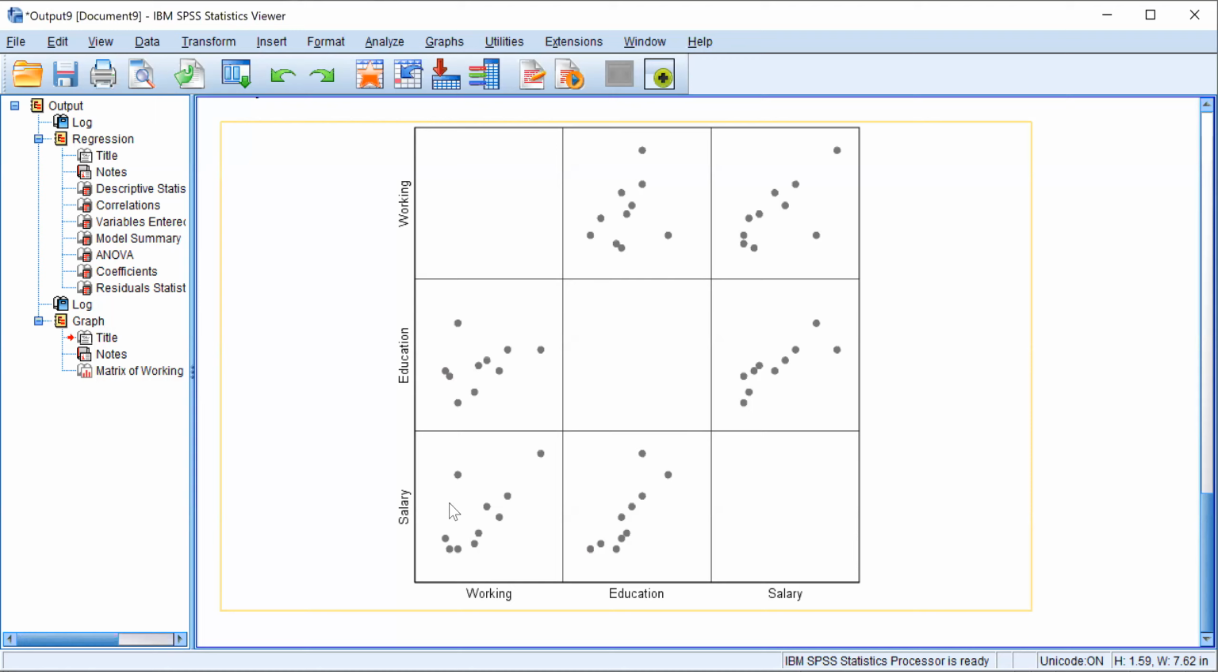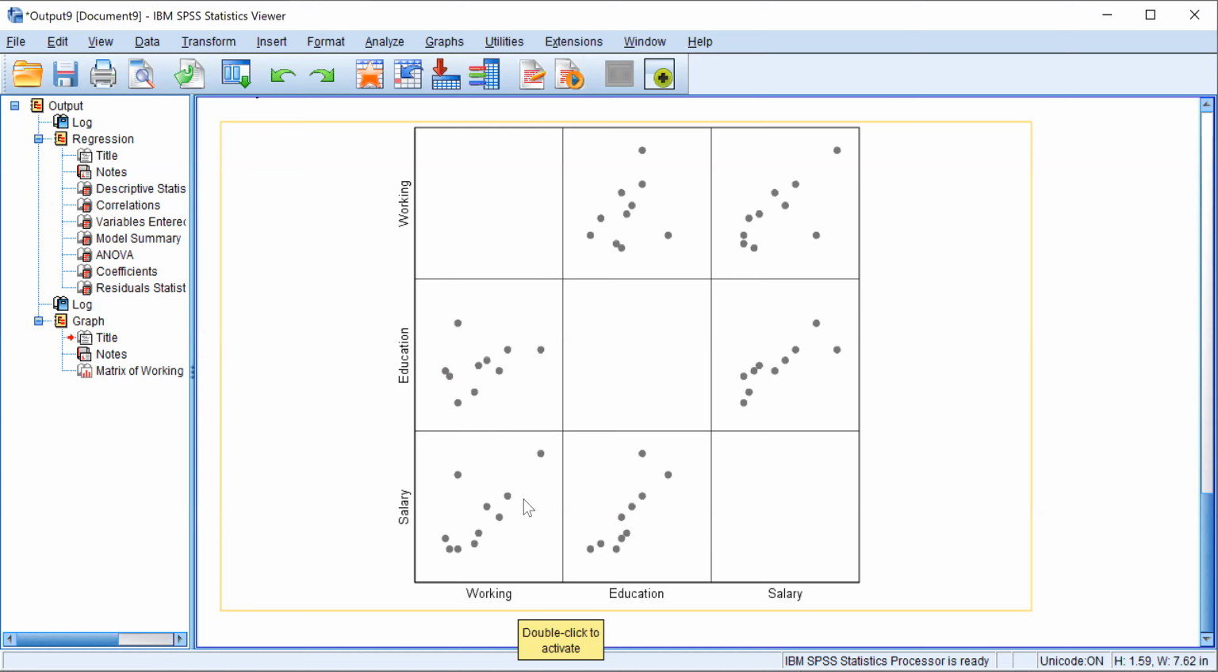What I'm interested in are the bottom two scatter plots, because salary is on the y-axis, with working and education variables on the x-axis. So this is the one we looked at before, the scatter plot between education and salary. And this scatter plot is between working and salary. You can see that there seems to be a linear relationship. It seems to be positive, and this one might be a little bit different from the others because we have a small data set.